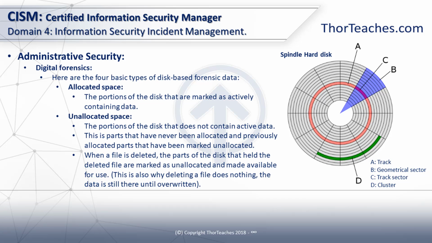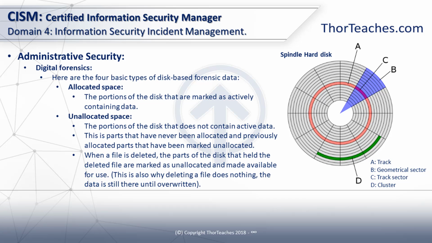The B, or the blue, is a geometrical sector. The C, where the red and the blue, or A and B, overlap, is a track sector. It's in that sector, it's on that track. And then finally D is a cluster. That could be part of your data. Those three track sectors make up a cluster. And that's how it's physically divided.